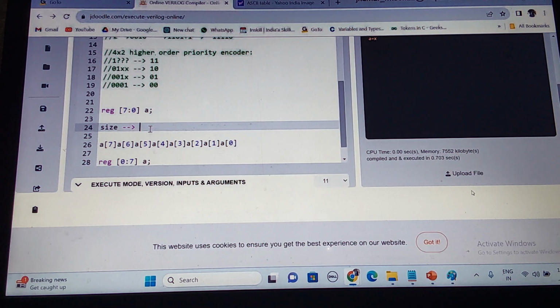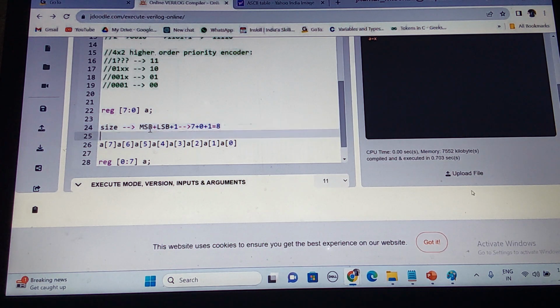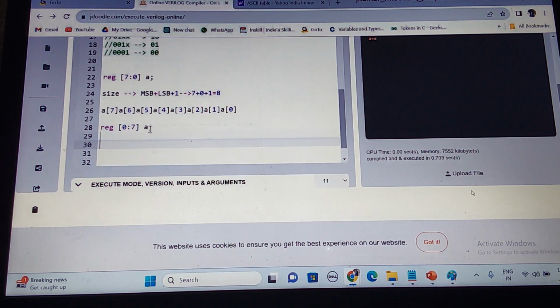I can write this is nothing but MSB plus LSB plus 1. Which one is MSB here? 7. Now what are the values? 7 plus 0 plus 1. The size is nothing but 8. What about this one? What is the size of reg [0:7]? 0 plus 7 plus 1.